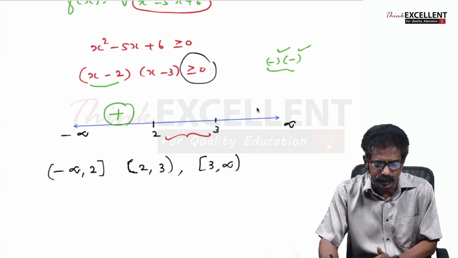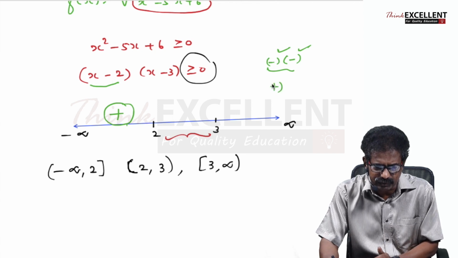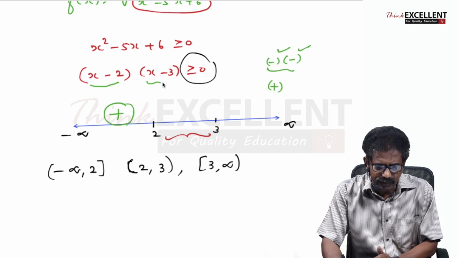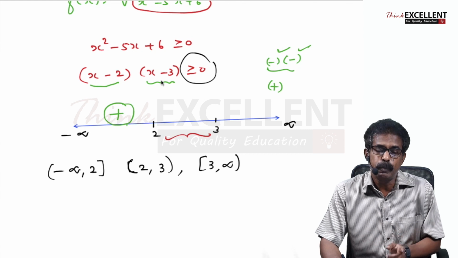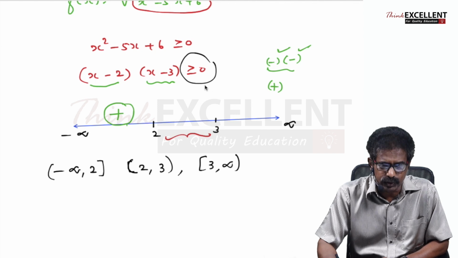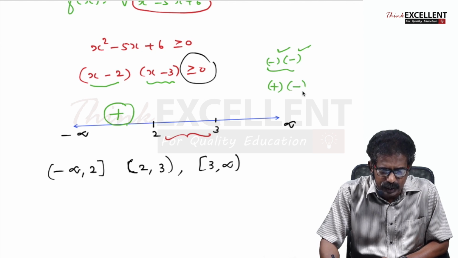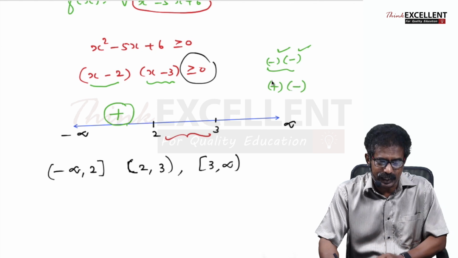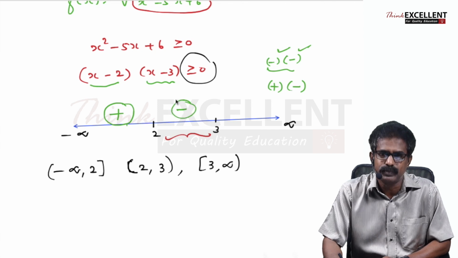So it is positive, right? We want to know whether it is positive or negative. The first factor is positive. In the second factor, we are giving 2.5. What is 2.5 minus 3? Minus 0.5. So it is negative. So positive into negative, what is it? It is negative. So the second interval will be negative.